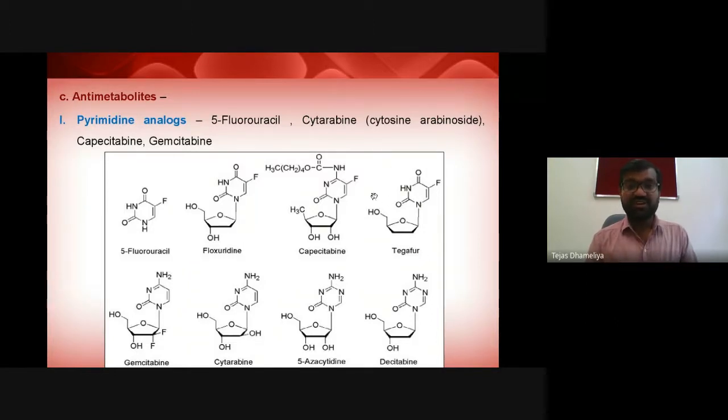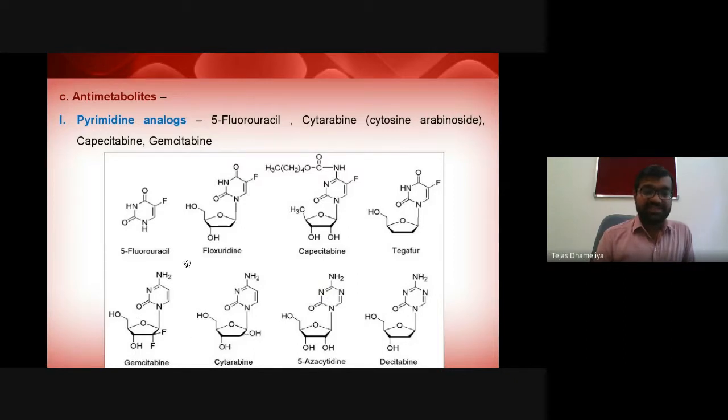Here it is not a cytosine analog but a uracil analog, and since the sugar is attached to uracil, it is termed uridine. This is basically a uridine analog. If the sugar is attached to cytosine, it is called cytidine; if attached to uracil, it is called uridine; and if attached to thymine, it is called thymidine.